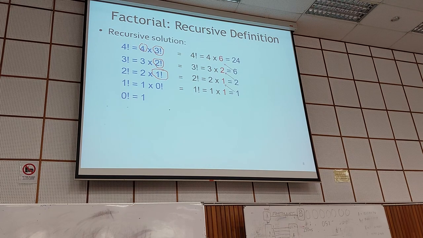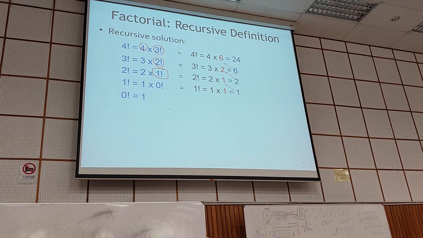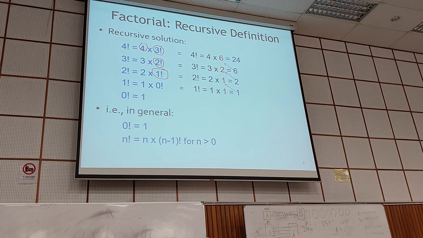Do you understand? Same problem, finding the factorial, alright? And I know the answer for 0 factorial is 1, and that's how you do this. Alright? You see how recursion works? Yeah? Alright.